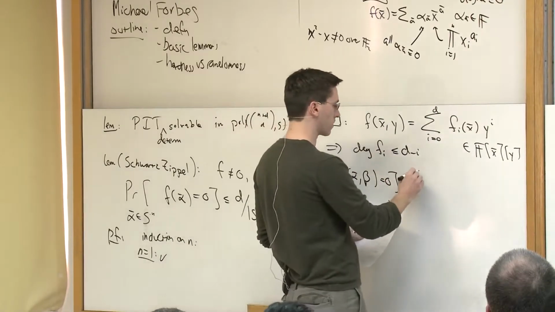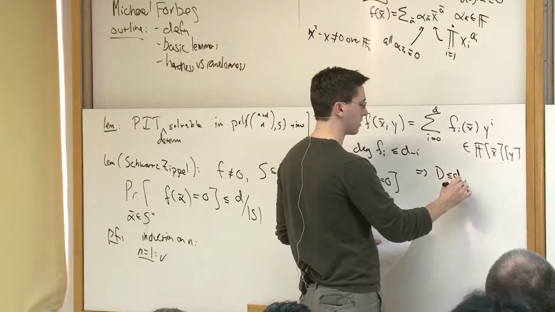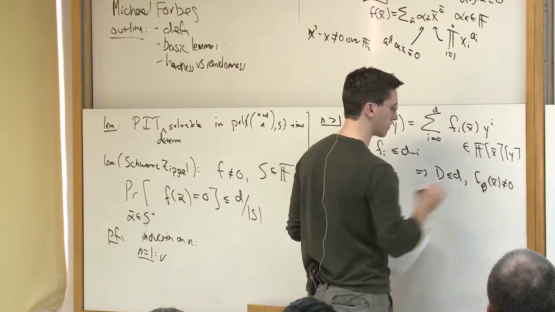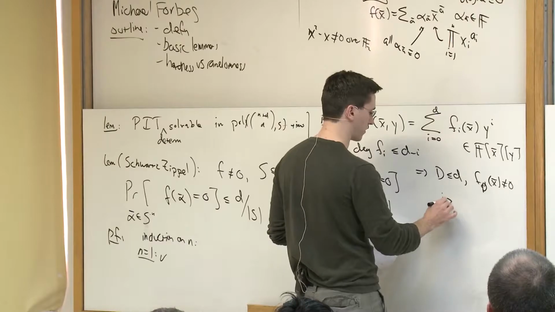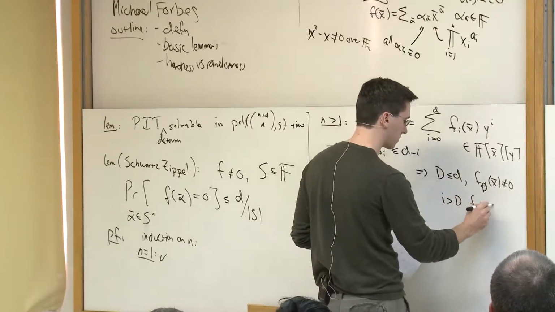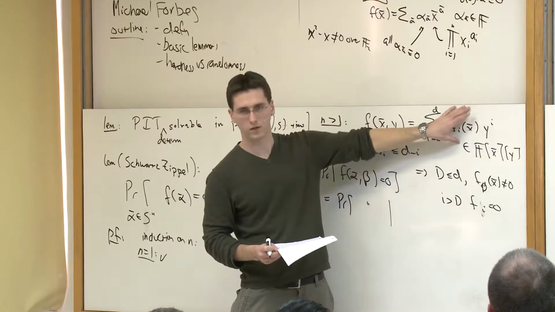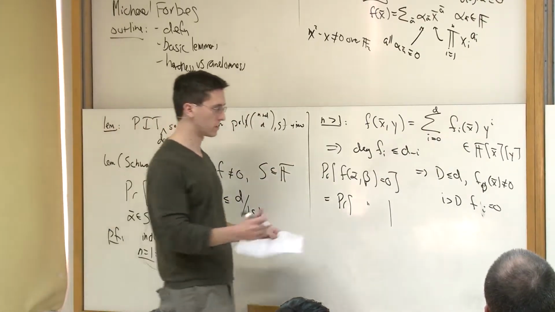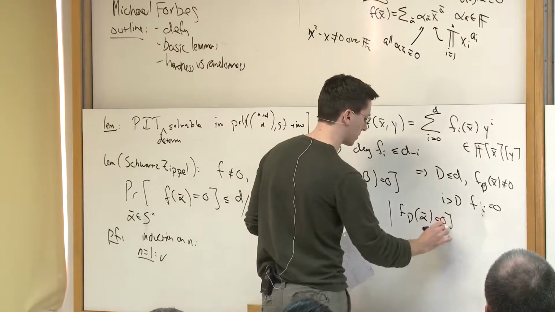And let's say it actually depends on y in some way. So the point is that there's going to be some D, which is at most d, such that f sub D of x is non-zero, and for all i bigger than D, f sub i is 0. Basically, we look at the maximal degree term in terms of y, and look at that coefficient as a polynomial in x. We want to know the event that it's 0. So we have f sub D of alpha is 0.